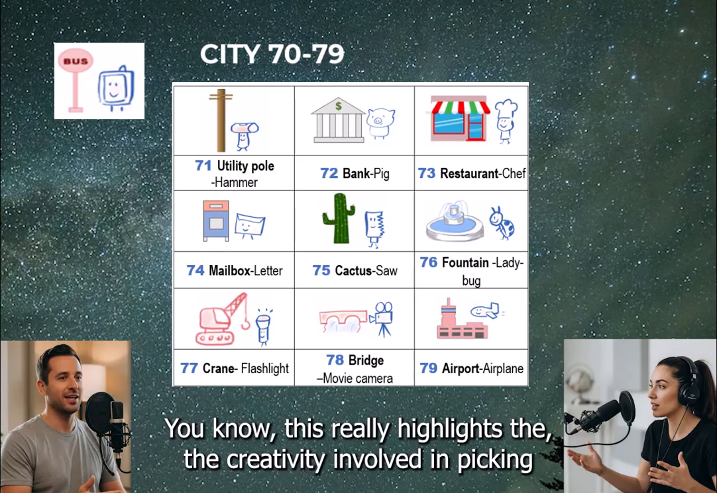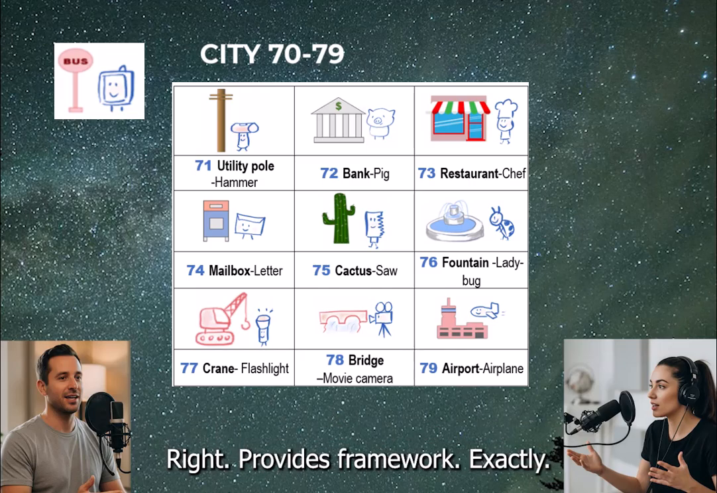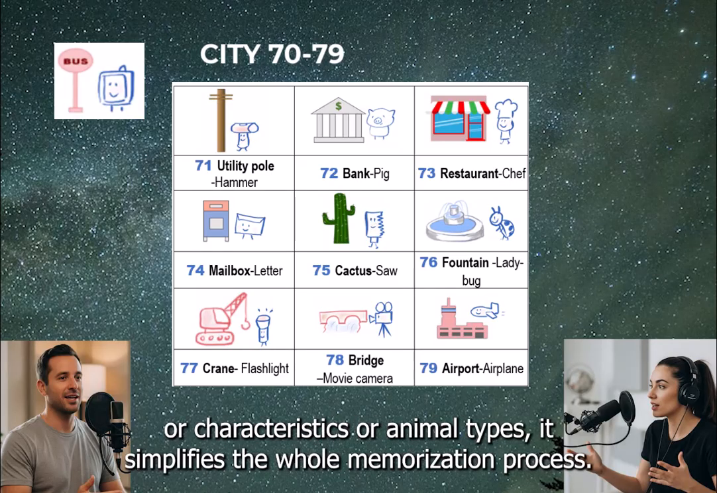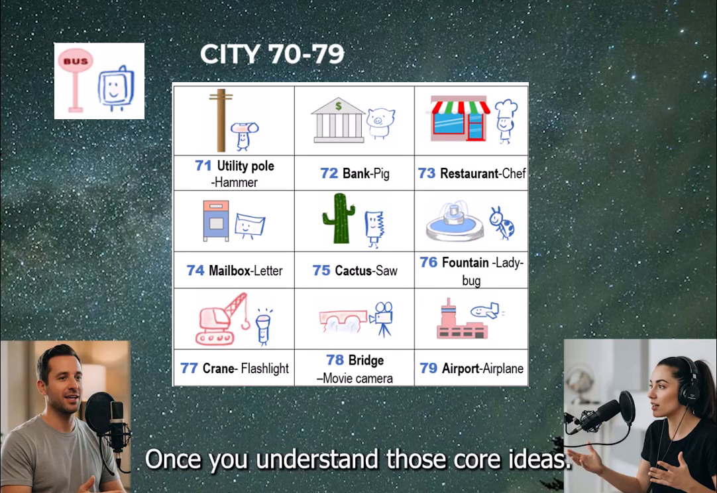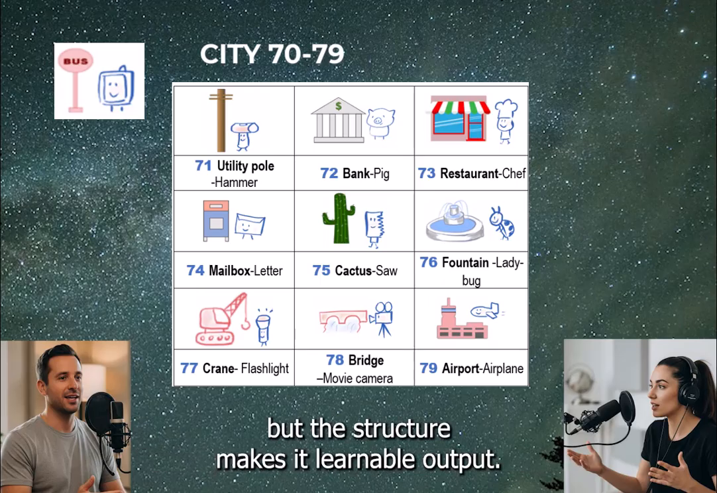You know, this really highlights the creativity involved in picking these images, but also the importance of sticking to those basic principles. Right, it's a framework. Exactly. Even though the objects really varied, hammer, pig, letter, airplane, having these consistent rules like shapes or characteristics or animal types simplifies the whole memorization process. It gives you a logical hook for each number, making the system feel intuitive once you understand those core ideas. Yeah, the creativity makes it memorable, but the structure makes it learnable.